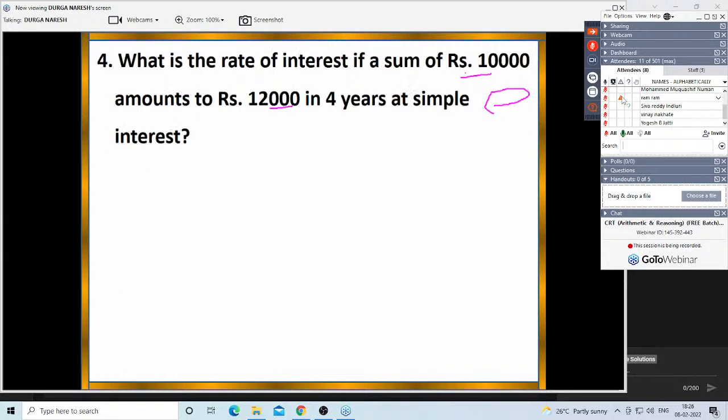Next one. What is the rate of interest if a sum of 10,000 amounts to 12,000 rupees in 4 years at simple interest?